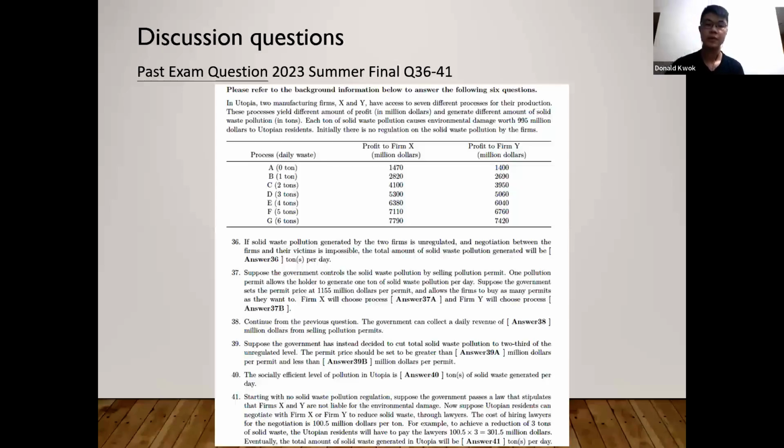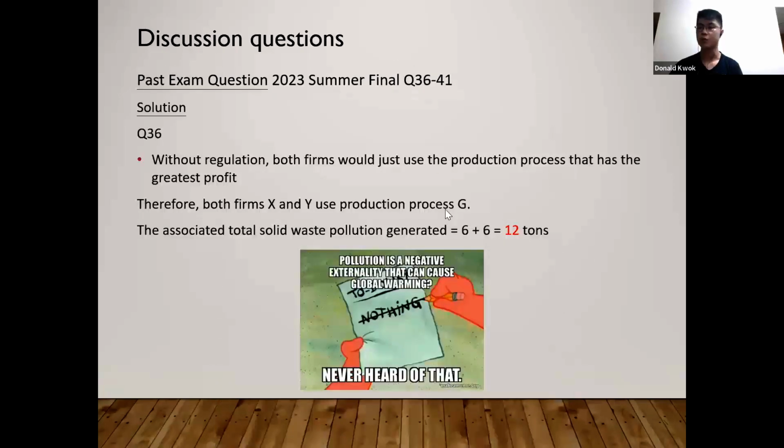Let me still briefly explain the first few parts of this problem. So question 36, to find the total amount of solid waste pollution. If pollution is unregulated, then firms would choose the production process that would give the greatest profit, which is using process G for both firms. And total sewage discharge will be 6 plus 6, which is 12 tons.